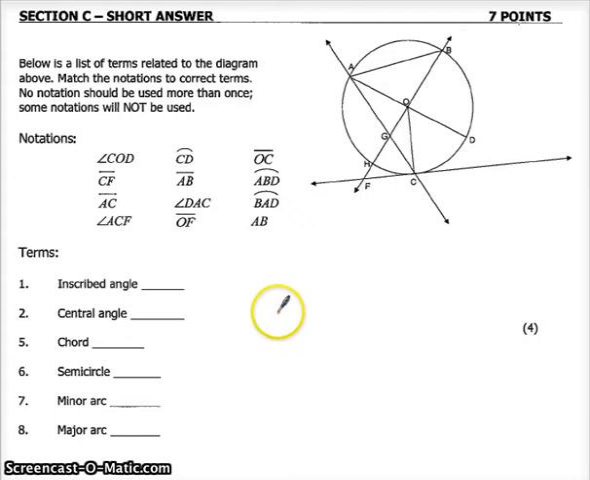Let's see what we got here. Inscribed angle. An inscribed angle is an angle where the vertex is on the circle, so it's got to look like that. And it's an angle we're talking about, so this is going to be angle something something. So we've got to look for the one we have on here.